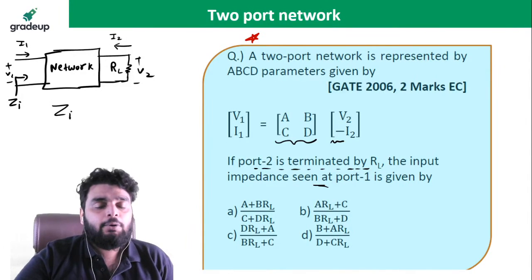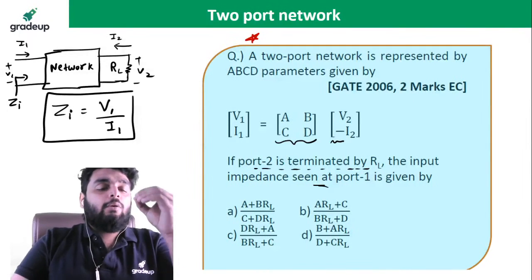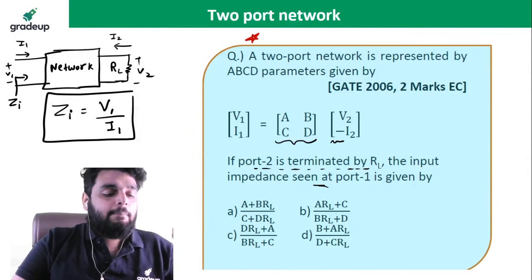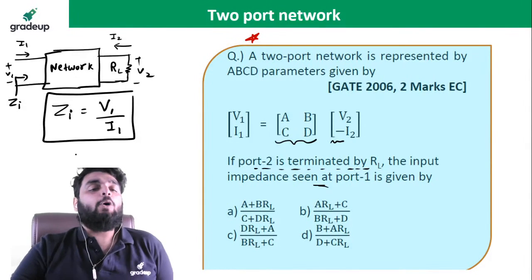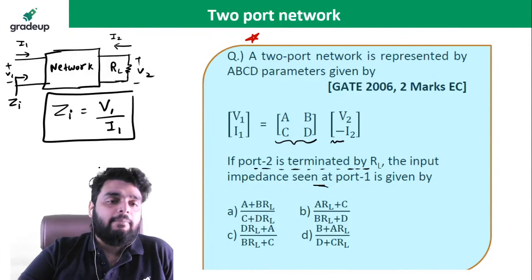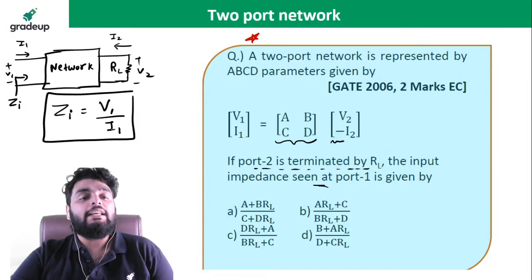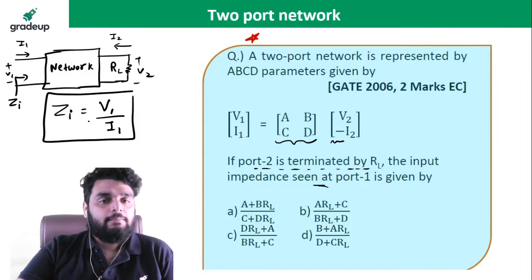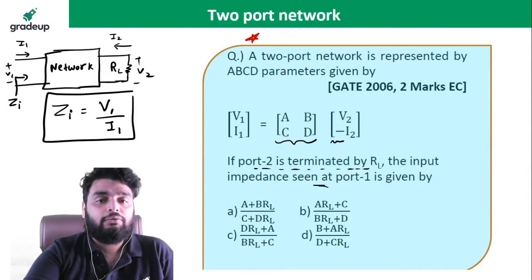So what is the input impedance? Input impedance will be voltage divided by the current. You have to find the impedance from port 1. So the input impedance seen by port 1 will be port 1 voltage divided by port 1 current. If I am able to find the relation between V1 and I1, then it will be easier to find the input impedance. Do you understand this point? So let's solve this question quickly.